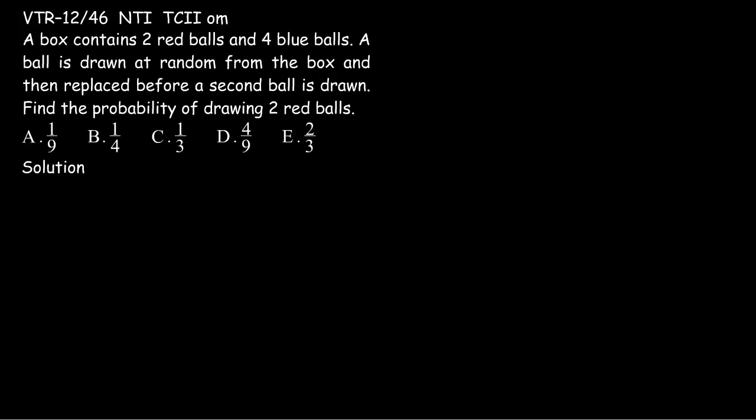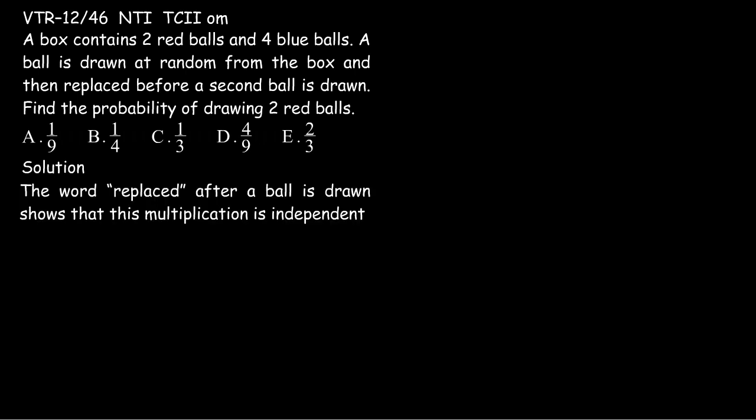We have a question that states that a bag contains 2 red balls and 4 blue balls. A ball is drawn at random from the bag and then replaced before a second ball is drawn. Find the probability of drawing 2 red balls. Now for our solution, the word replaced after a ball is drawn shows that the multiplication is independent. So therefore the probability of 2 red balls will be equal to the probability of a red ball and the probability of another red ball, which should be equal to 2/6 times 2/6, which is equal to 1/9.